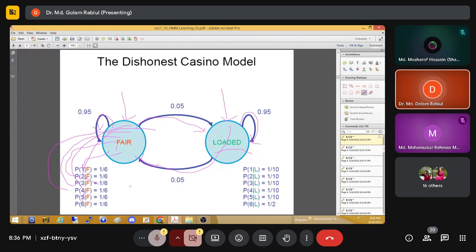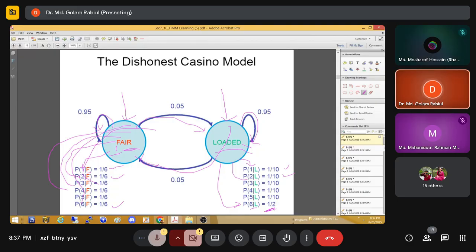If we use the fair die, the probability is equal for all observations. The probability of getting 1 is 1 by 6, getting 2 is also 1 by 6, and getting 6 is also 1 by 6. Similarly, for the loaded die, the probability of getting 1 is 1 by 10, getting 2 is 1 by 10, and so on. But the probability of getting 6 is high here, 1 by 2. That means 50% of the time from the loaded die, we will get 6.